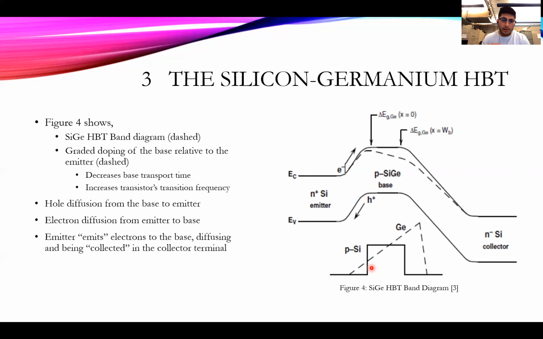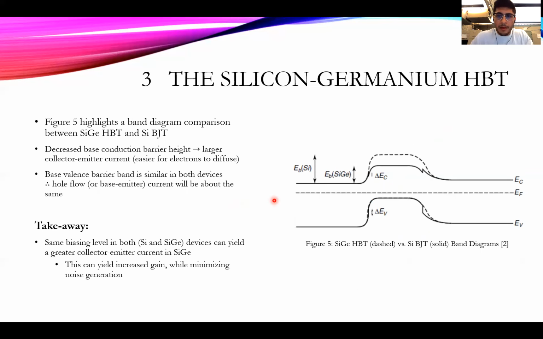And similarly, for an NPN here, the hole diffusion right here is what I'm talking about. As you can see, this H plus is going to be moving down from the base portion into the emitter. This is diffusing across the base into the emitter, as this point states.